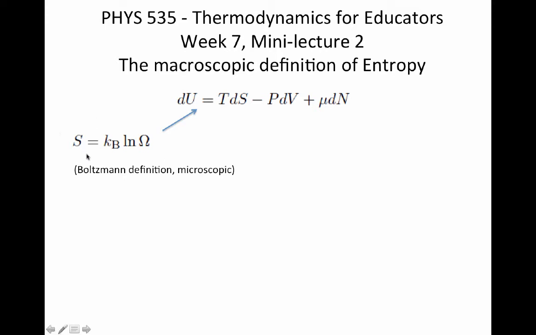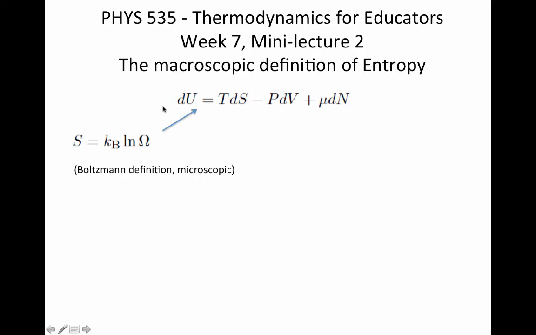We've figured out a microscopic definition of entropy. This is the Boltzmann definition of entropy in terms of the number of microstates for a particular macrostate. We've used this formula combined with our intuitive notions of what it means for a system to be in equilibrium with respect to heat flow or changes in volume or changes in particle number to derive the thermodynamic identity.